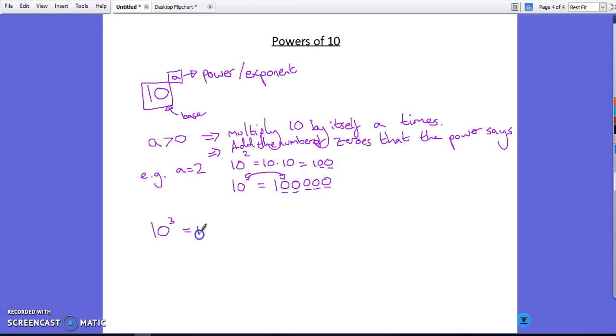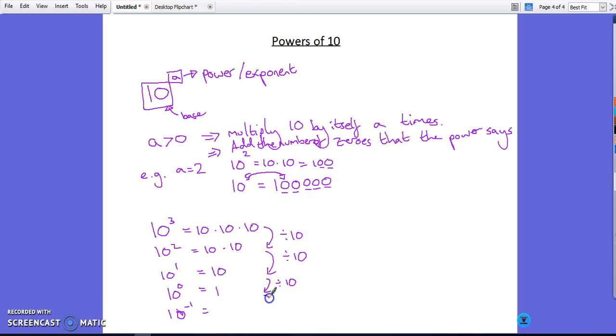So if 10 to the power of 3 is 10 times 10 times 10, 10 to the power of 2 is 10 times 10, 10 to the power of 1 would just be 10 on its own, and each time we do this, we divide by 10. So 10 to the power of 0, we just need to divide this one by 10. 10 divided by 10 gives us 1. 10 to the power of negative 1 would give us, dividing by 10 again, 1/10. And 10 to the power of minus 2 would give us 1 over 100.